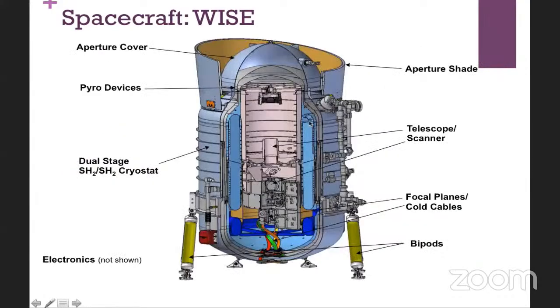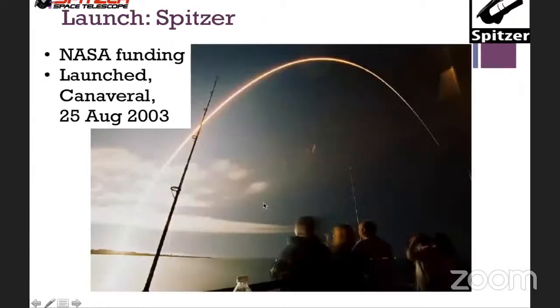This is just another view, a cutaway view of what it looks like inside, where the solid hydrogen was in basically a cylinder in the cryostat there, and then all of the focal planes and what have you are in there. This is Spitzer's launch.